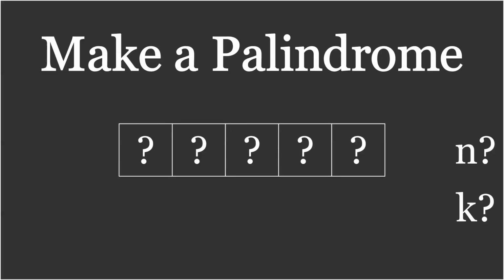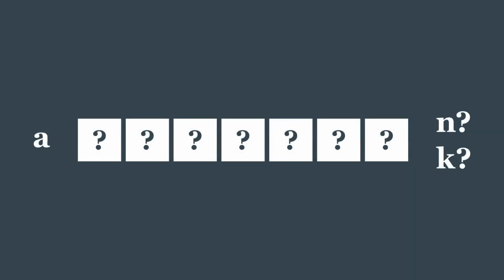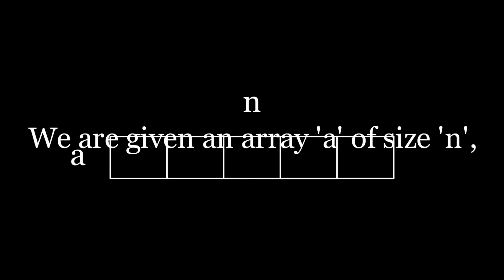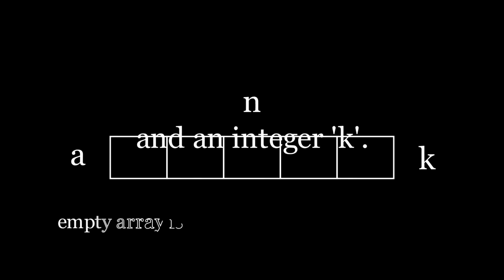Today, we are tackling an intriguing problem called Make a Palindrome. It challenges us to transform an array into a palindrome using a very specific deletion operation. First, let us understand the problem. We are given an array A of size n and an integer k.